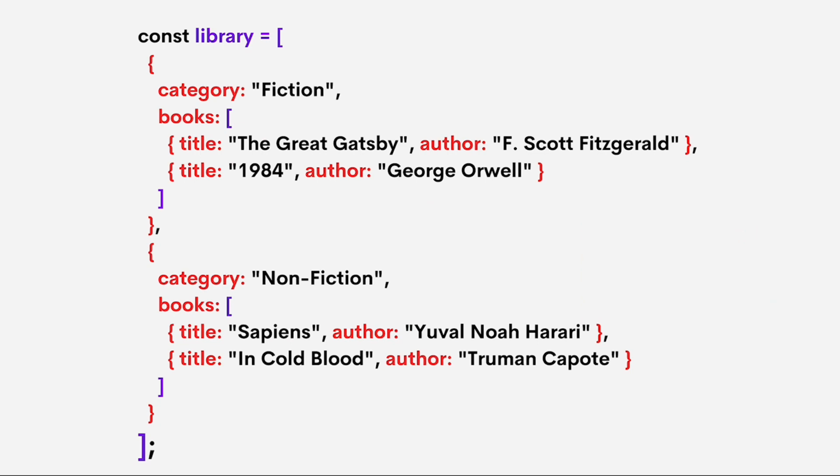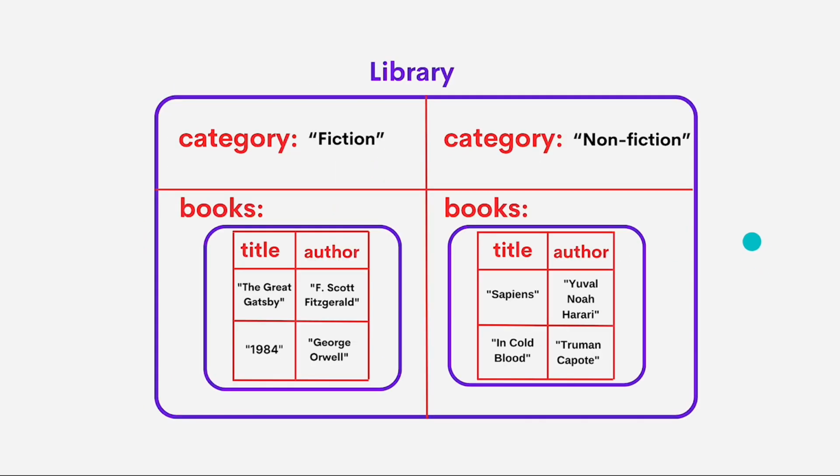Here is an example of an object array. Seems a bit messy, right? But let's try a different approach. This is much better. Now it's easier to see what's inside. Our library has two sections. Each section has a category and some books. There are two books in each section, each book listed by its title and author. Now let's go back to the first view.